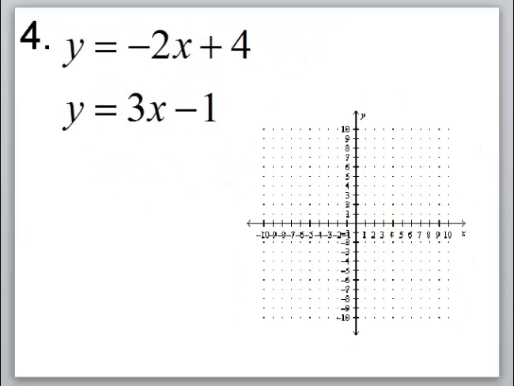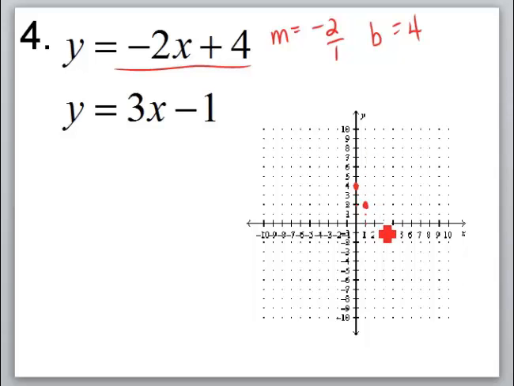Let's do another one. So I'll use my red pen for the first line. We've got our slope is negative 2. I'll put that over 1. And my b value is 4. I'm going to graph the y-intercept as 4. I'm going to go down 2 over 1.